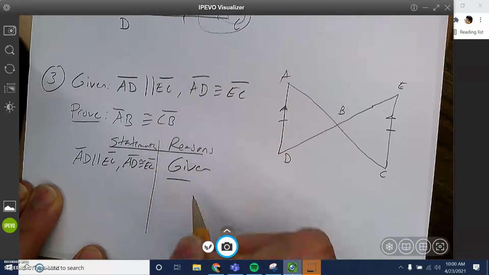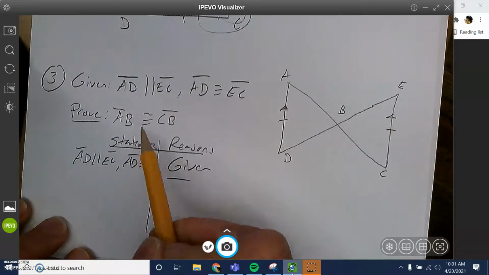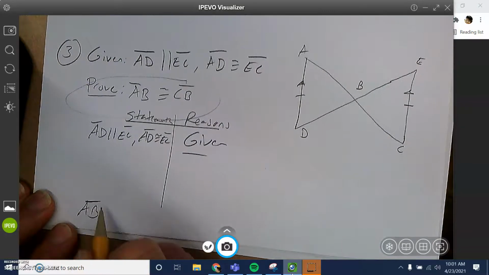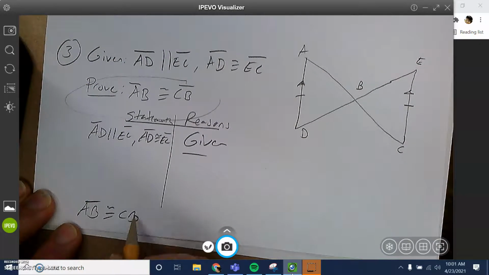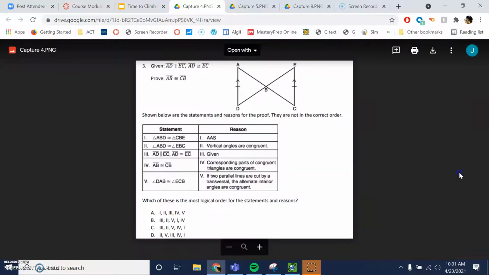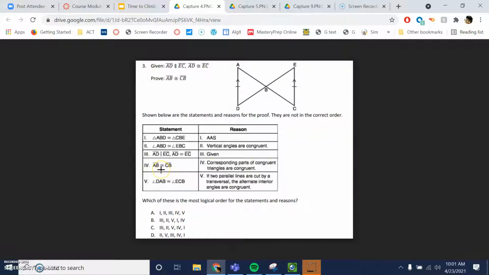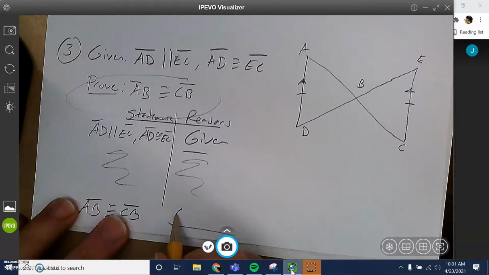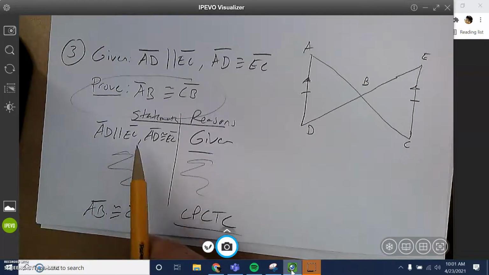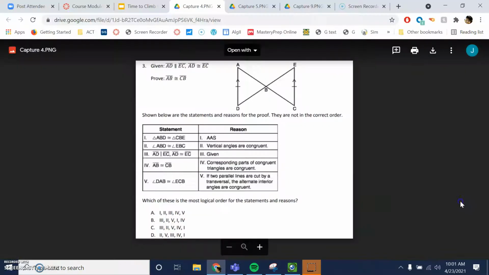And that is given. Okay? You always write the given stuff down. What do you write last? Oh, what you prove. So you write AB is congruent to CB. That's the last thing. You got a bunch of stuff right here and here. The last thing you write is AB is congruent to CB. Why? Congruent parts of congruent triangles are congruent. So that is CPCTC. So let's write it out. Congruent parts of congruent triangles are congruent. So this is the last, this is the first. So I'm just going to look for that first.